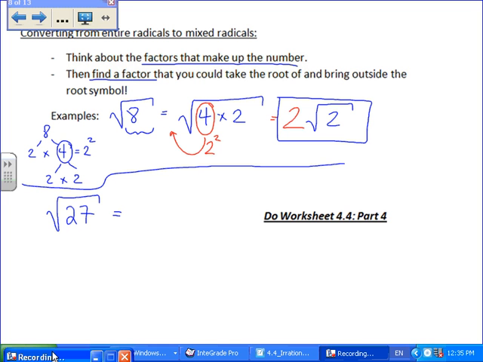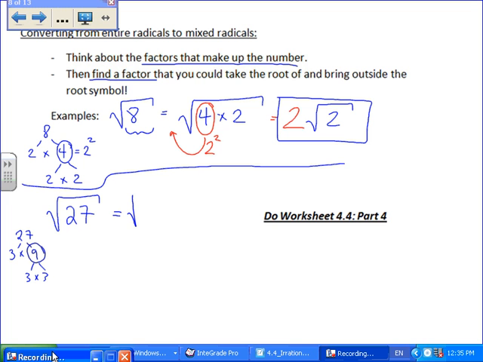Again, we can think of the factors that give us 27. What are the factors of 27, other than 1 and 27? Start with 2. Well, 27 divided by 2 is 13.5, so that's not a nice whole number factor. But I could go to 3. 3 times 9 gives me 27, and 9 is a perfect square because 3 times 3 gives me 9. So 9 times 3 can be written inside my root symbol here. Why? Because 9 is a perfect square, which means I could pull out a 3 from my square root symbol.